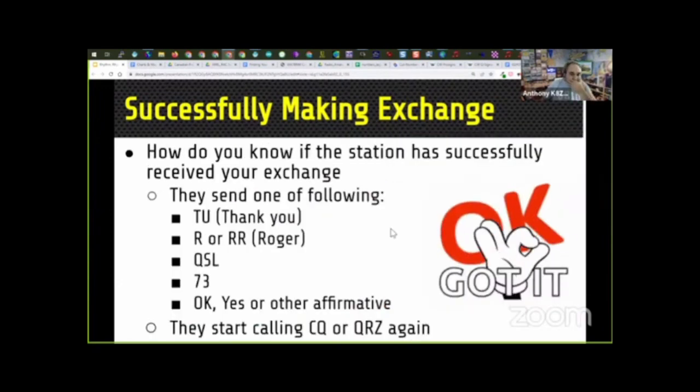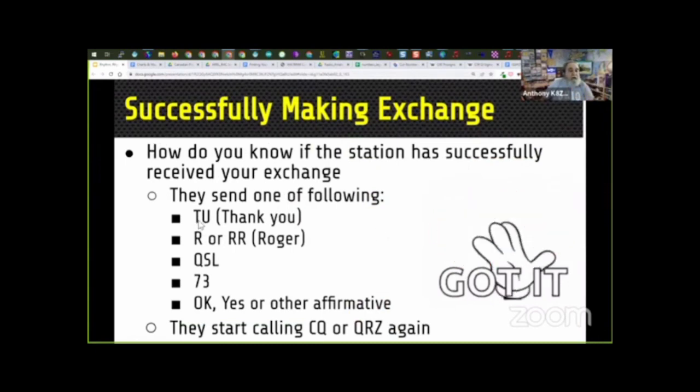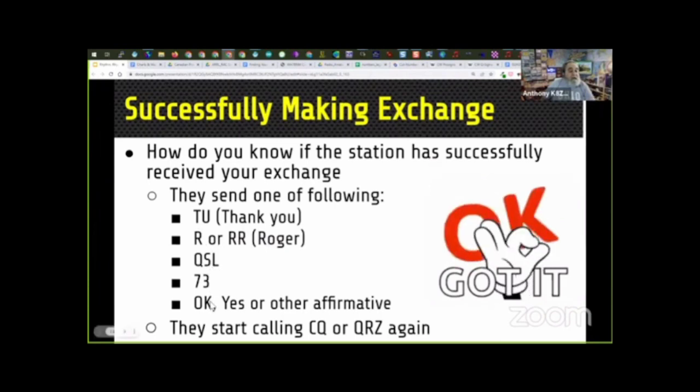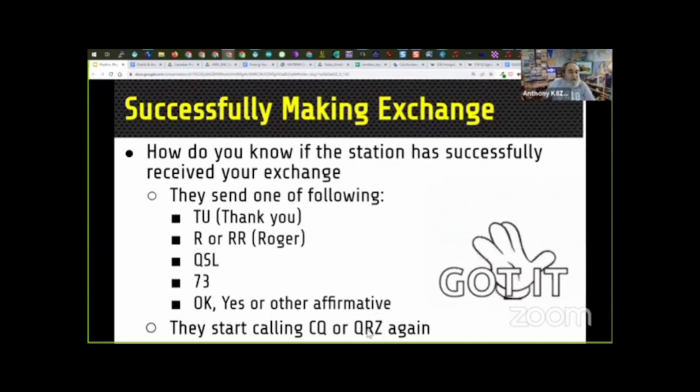How do you know if the station has successfully received your exchange? They might send one of the following: TU on CW, or thank you on phone, Roger or Roger, Roger on CW, or Roger on phone, QSL, 73, okay, yes, or other affirmatives. Or if it was going really smoothly and they finish up with it and they just start calling CQ or QRZ, that means they got you. I don't understand why stations do that, because it's so easy just to drop in a quick TU, but some stations do that.